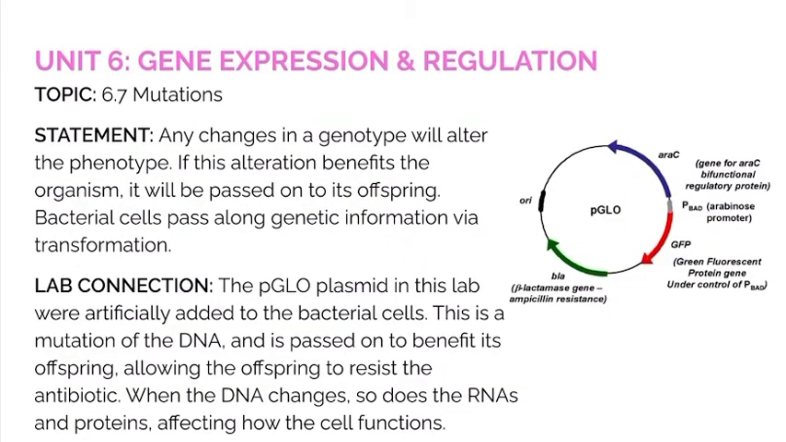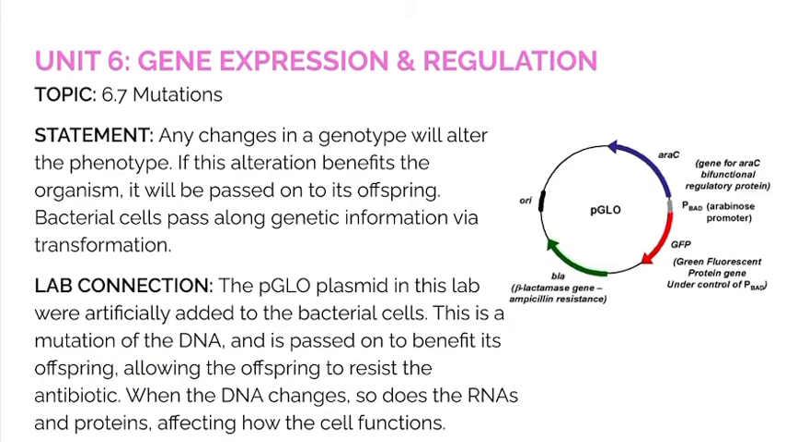Unit 6, which was gene expression and regulation. Topic 6.7 discussed mutations, which was basically about how any changes in the genotype or any mutation can affect the phenotype, and then if this alteration of the phenotype benefits the organism, it will be passed along via genetic information to the offspring.